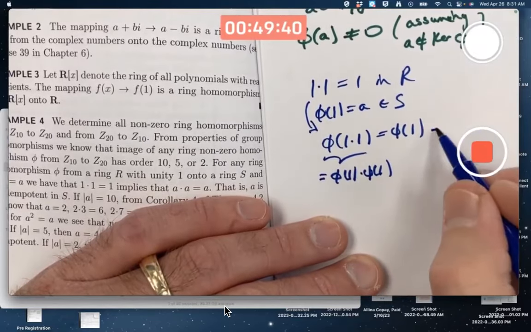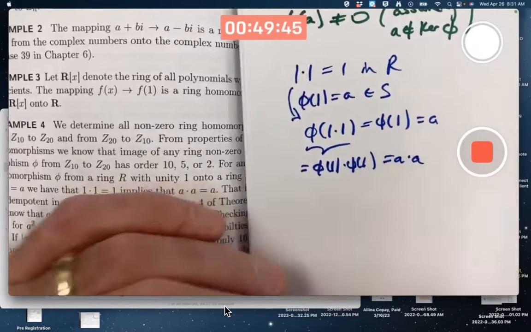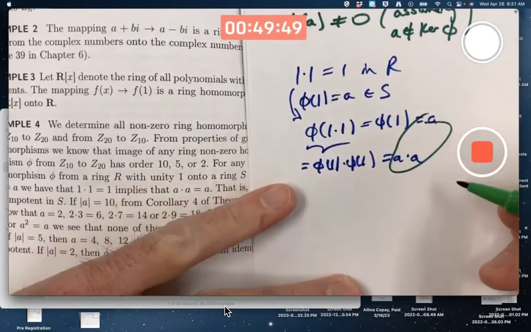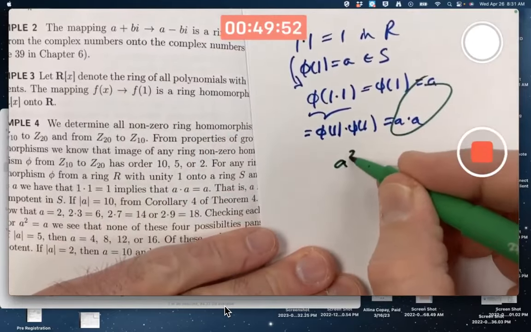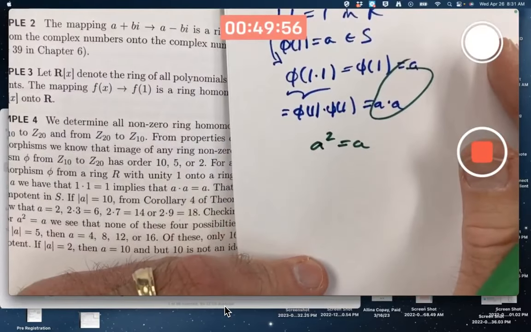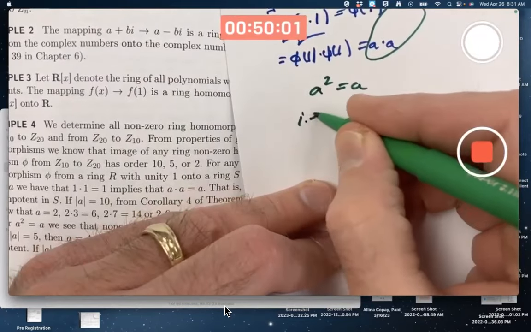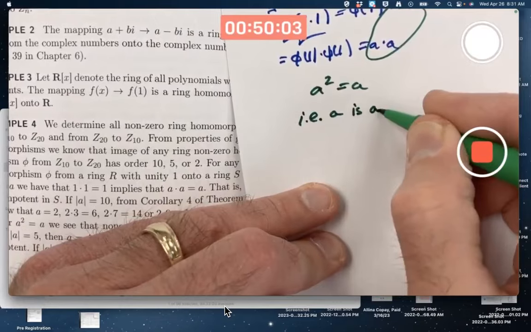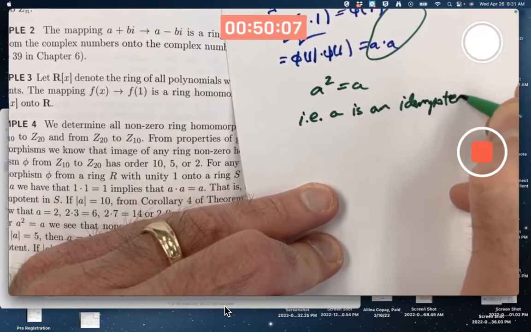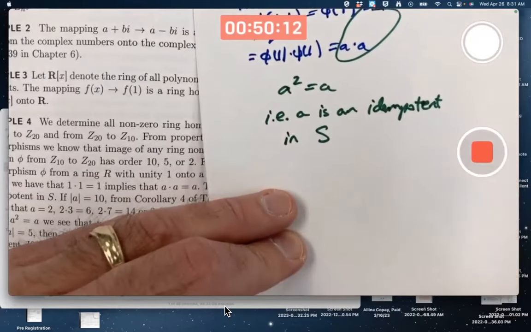But hey, this is A and this is A times A. So that's why A times A must equal A. In other words, A squared is A. A is an idempotent. Beautiful word. Idempotent. I.e., A is an idempotent in the codomain S.